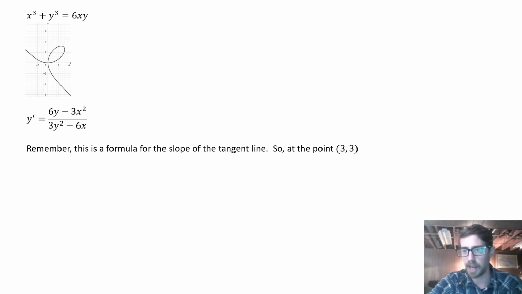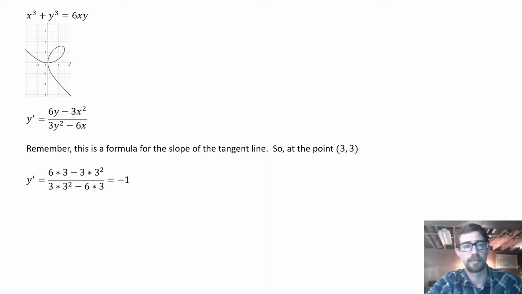3, 3 happens to be a point on there because 3 cubed plus 3 cubed equals 6 times 3 times 3. So I just happen to know that that's a point on the curve. And in fact, it's the tip of that loop. So if you look at the point 3, 3, you would think that the tangent line is perfectly diagonal, and it is. And it's diagonal going downwards, so its slope is -1.